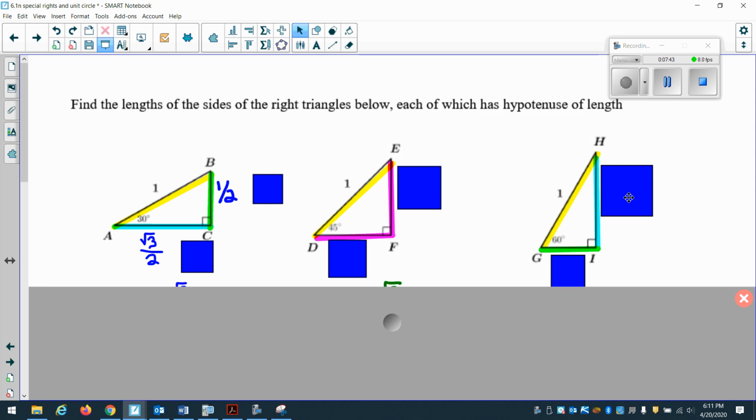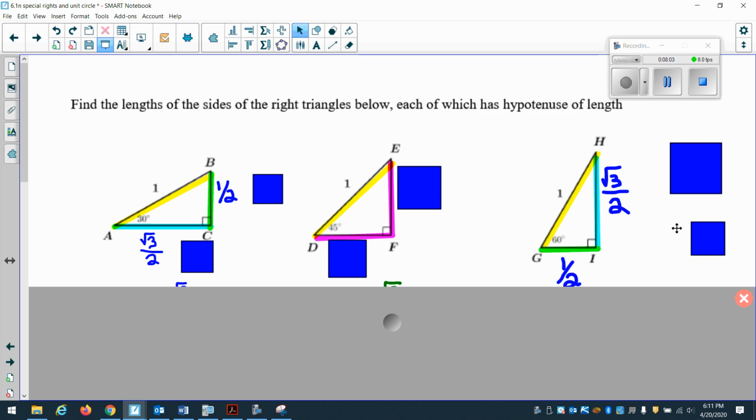Then what do you notice from this first triangle to this triangle? It's another 30, 60, 90 with the same hypotenuse. What's going to happen to the two side lengths? Well, they're going to switch. So same measurements as what we see here. However, it's just a little bit steeper. So from 60 degrees, it's root 3 over 2. Across from 30 is 1/2.